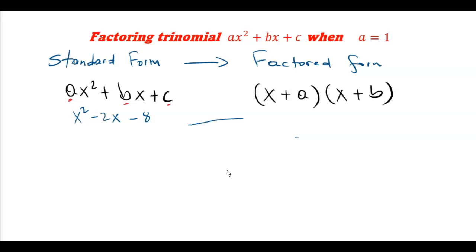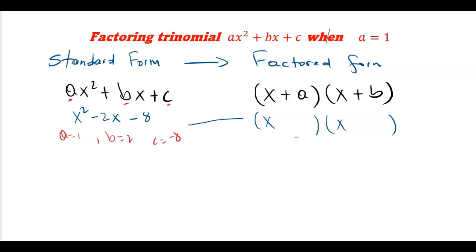So the factored form is going to look like this: parentheses x, then you leave some space, and parentheses x, and you leave some space. Now we need to figure out what number is going to go here. Again, remember our ABC, we have to find our ABC. So the A value is 1, the B value is -2, and the C value is -8.